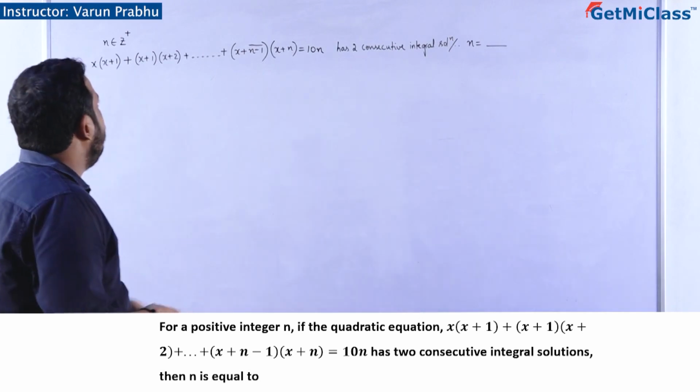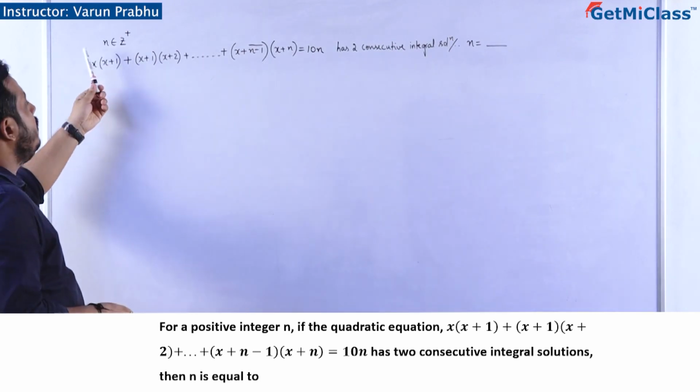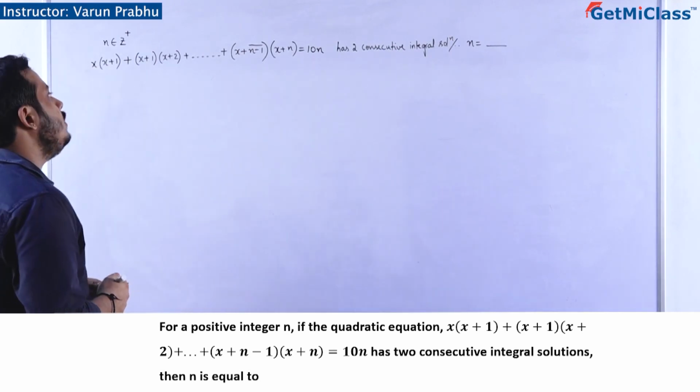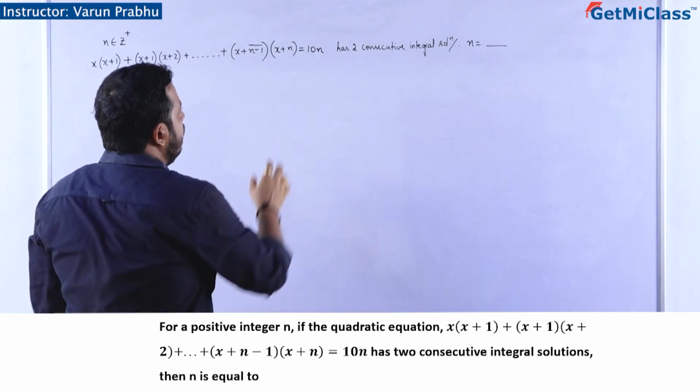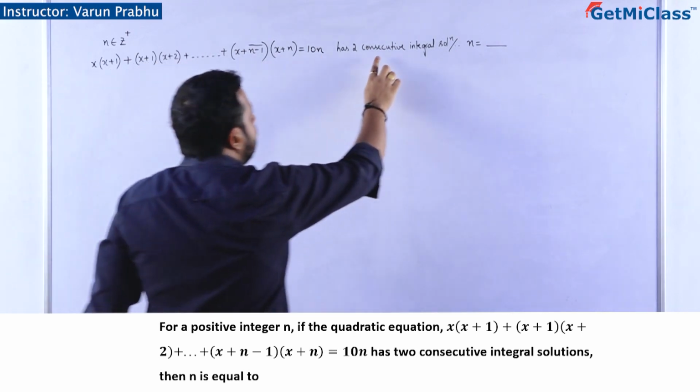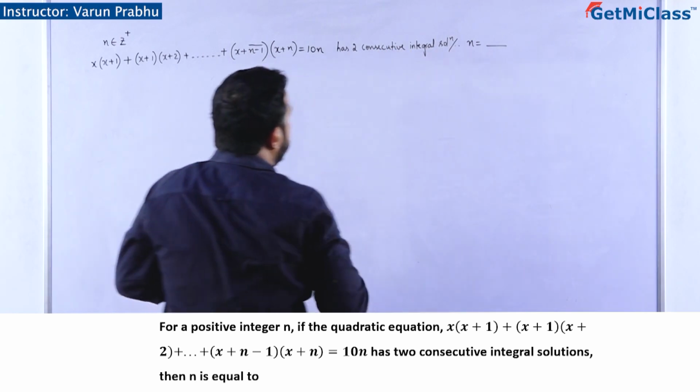This question is a very important question, students, asked in the JEE exam. N belongs to the set of positive integers and each set is a quadratic equation. If you can clearly see, this is equal to 10n, has two consecutive integral solutions.